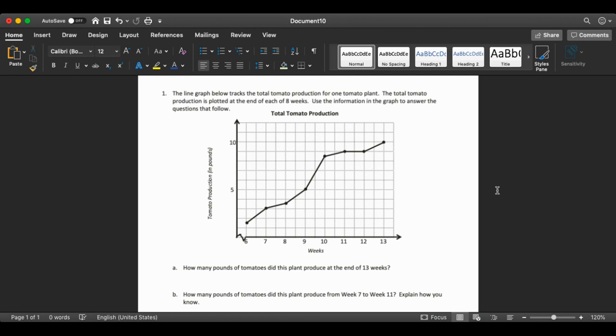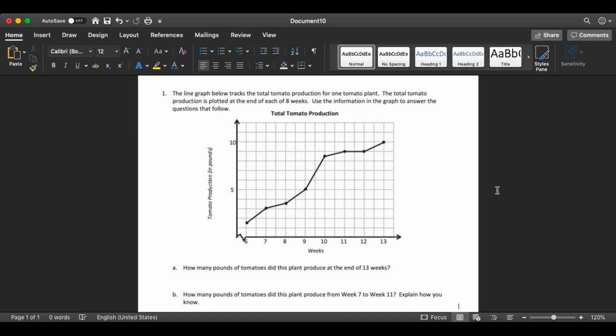All right, guys, this is lesson 20. We're going to be using coordinate systems to solve real-world problems. So just like lesson 19, we're still going to be seeing line graphs, as you can see here, total tomato production, and then answering questions about those line graphs. I'm starting with page 107, and then I will make a separate video for page 108.